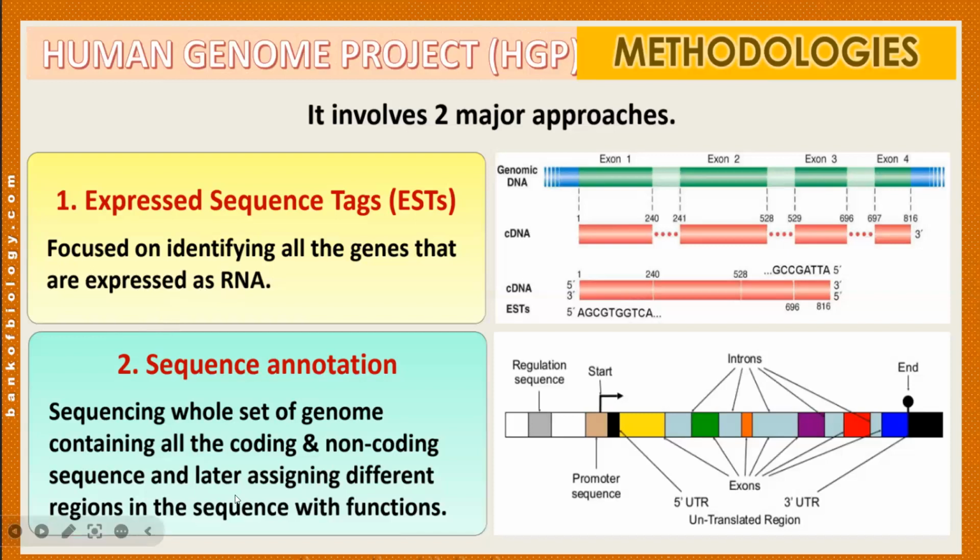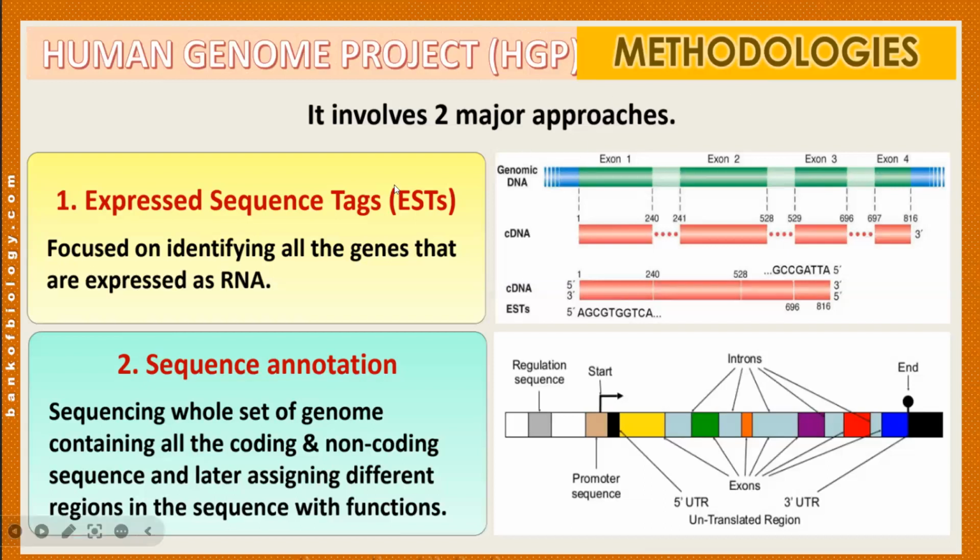And second, sequence annotation, which we have already studied, like introns, exons, promoter, start codon, UTR. What is UTR? Untranslated region. So just sequence the DNA and give it some annotation. What is annotation? Giving a particular name. A particular name we can give for a particular thing. So sequence the whole set of genome containing all the coding and non-coding sequence, and later assign different regions in the sequence with function.